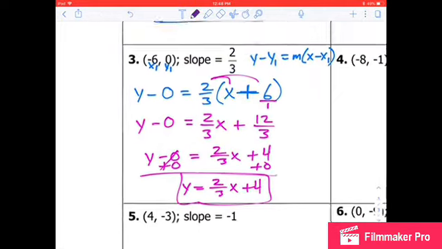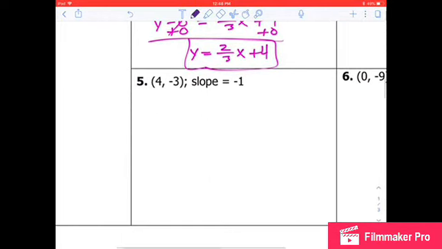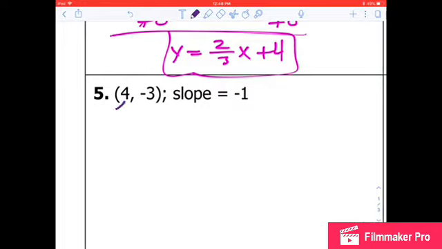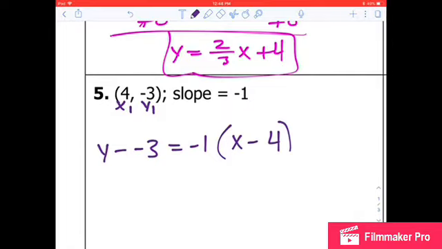Okay, so let's look at the next one here. Once again, we have x1, y1, and our slope. So y minus negative 3 equals our slope, negative 1, times x minus 4. Okay, so at this point, again, minus a minus becomes plus, so let's distribute.